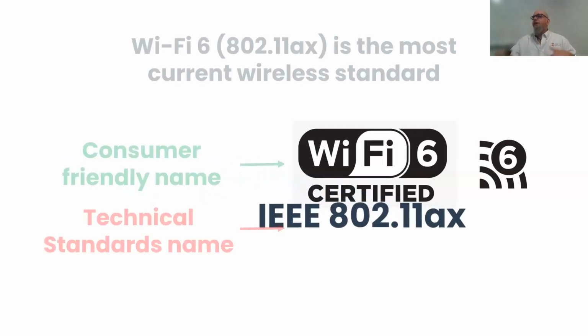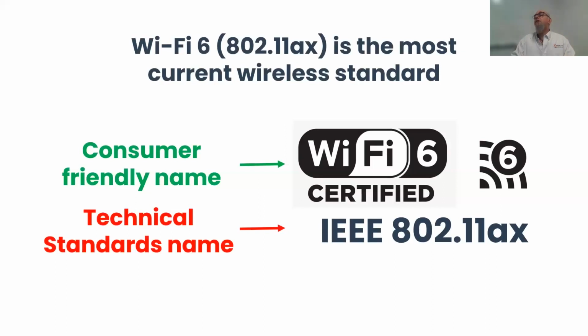It was felt that customers were having a really difficult time understanding the difference between A, B, G, N, AC, AX, and all these numbers. It was just too much. So they started naming it with what's called generational Wi-Fi. Wi-Fi 6 is the 6th generation of Wi-Fi, and it's designed just to be easier understood by customers.